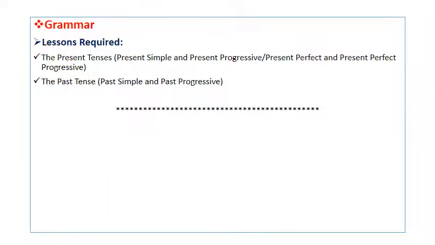Now, the grammar lessons required: the present tenses, all of them: present simple, present progressive, present perfect, and present perfect progressive, while the past tenses, you're going to only have to study the past simple and the past progressive.